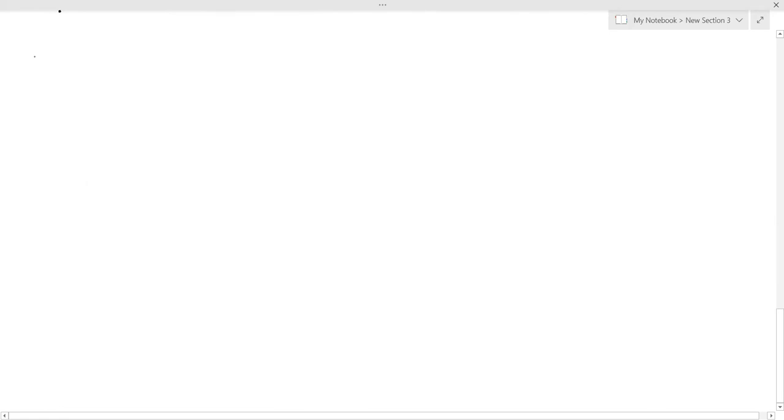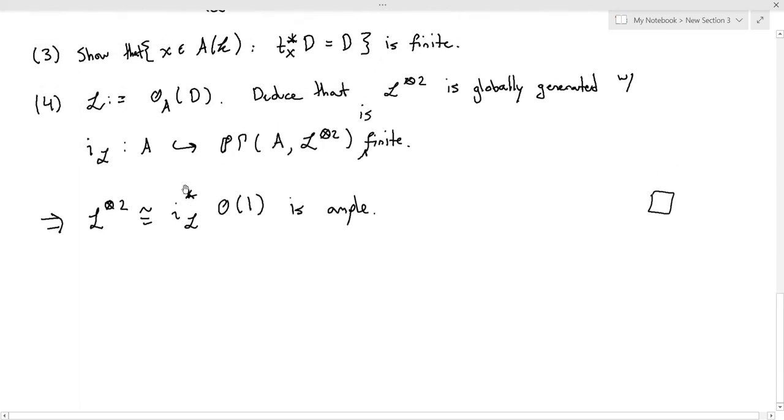Wait, is this map i_L actually an embedding or just a finite map? I don't think it's actually an embedding. So this is maybe a little disingenuous. Well, actually, no. So let me think here. So we deduce that this line bundle is globally generated, right? And if you're globally generated, then you get just a morphism. Yeah, you get a morphism. You show it's finite. Maybe this is a little disingenuous. Sorry about that. Yeah. All good. Okay. Other questions?